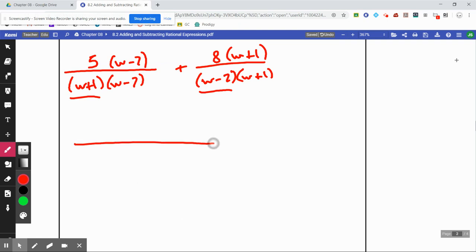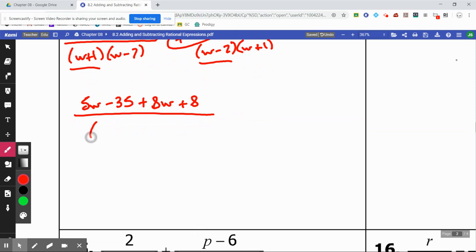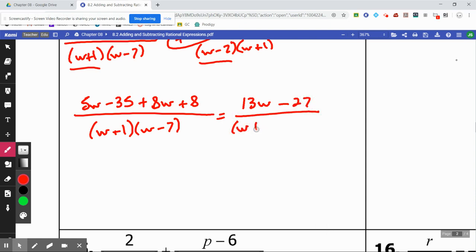On top, you have 5w minus 35. The positive 8 is what you're distributing, so a plus 8w plus 8. On bottom, you have a w plus 1 and a w minus 7. Add the tops by combining like terms, gives you 13w minus 27 over w plus 1 and w minus 7.